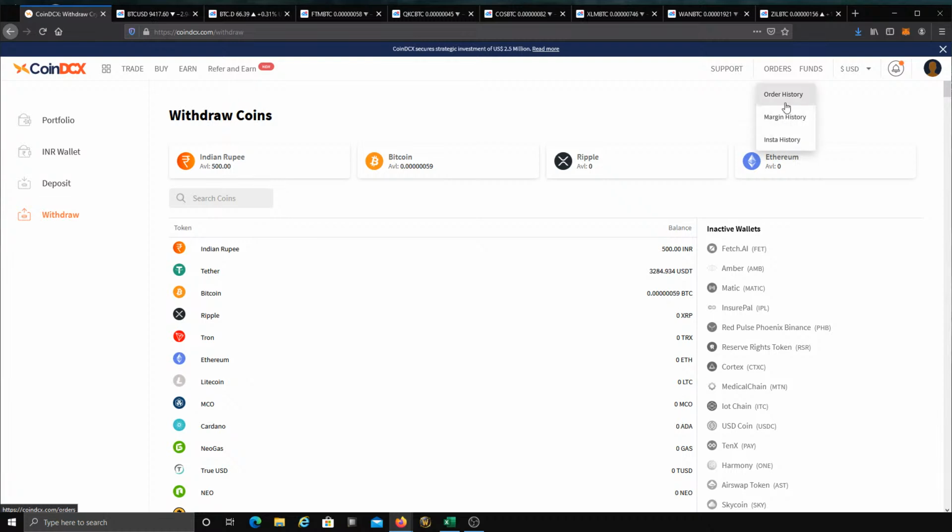So at the beginning, when I said that you can spot trade altcoins and spot trade Bitcoin if you want to move into Tether, this is where all your spot orders would be. Your margin history is for margin trading altcoins, and your Insta history, I'm fairly certain, is where your futures would be. And then of course support.